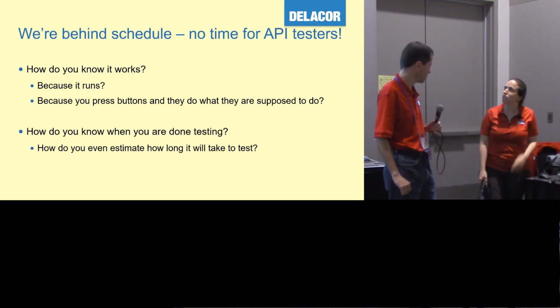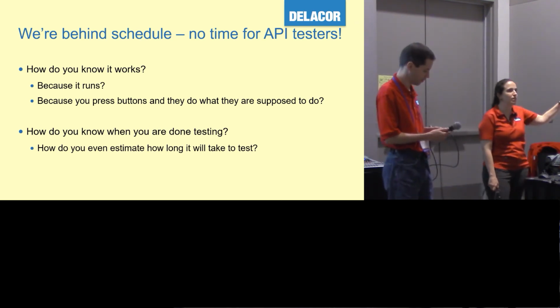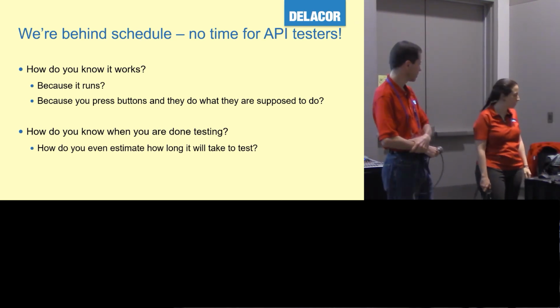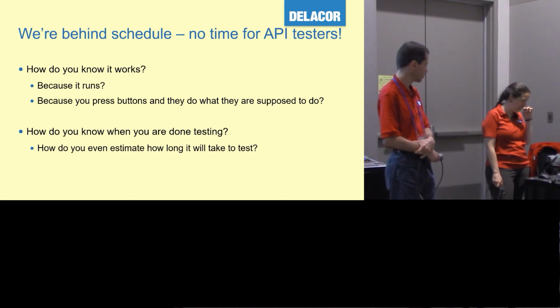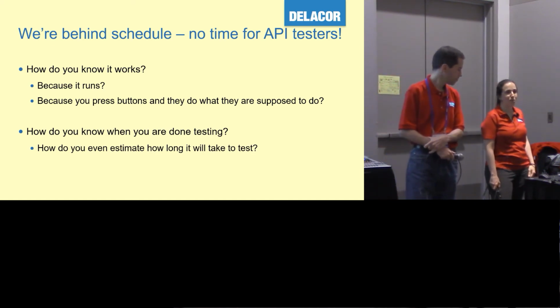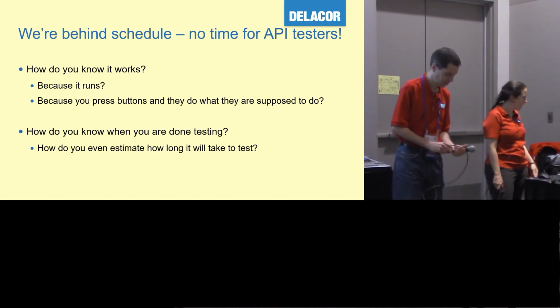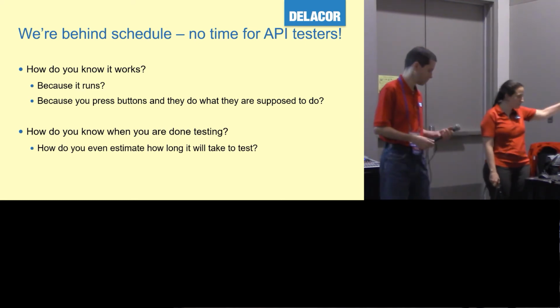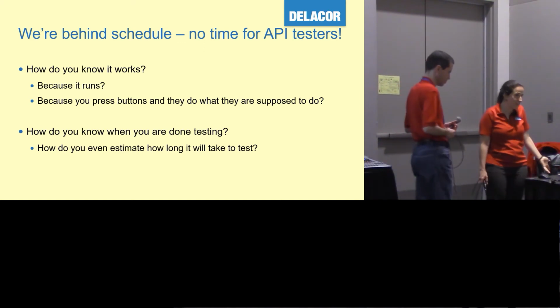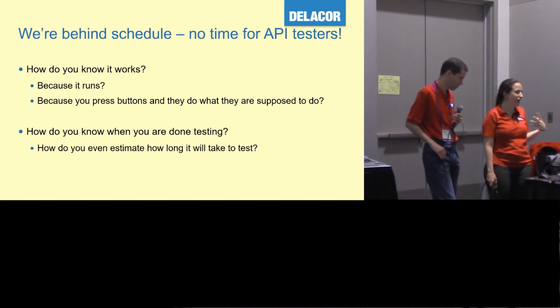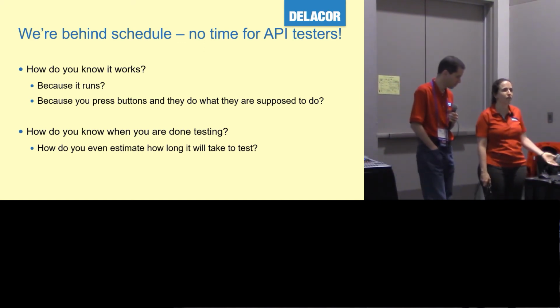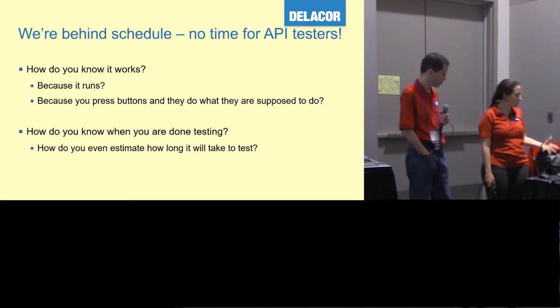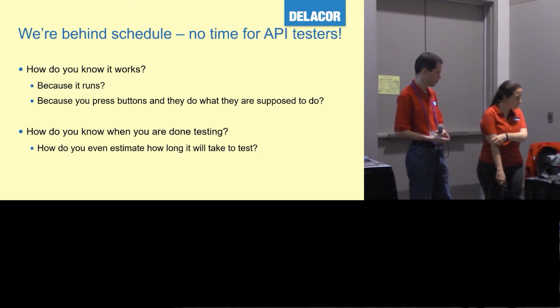No, we are behind schedule. I don't have any time for those silly API testers. What are you doing, Fabiola? You're spending way too much time on that. Same thing. How do I know that it works? It's just the fact that your run is not enough. Because you press buttons and they do what they're supposed to do, is that enough? We really need to know what's going to happen in case of an error. Am I handling my error cases right? What happens if things on the VI break?